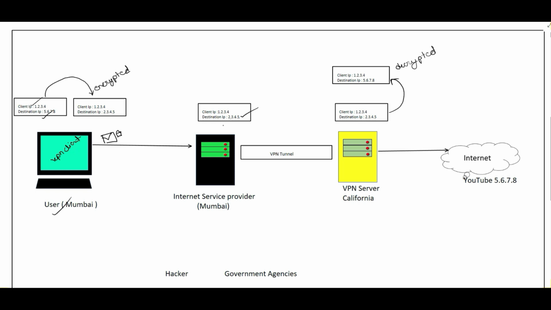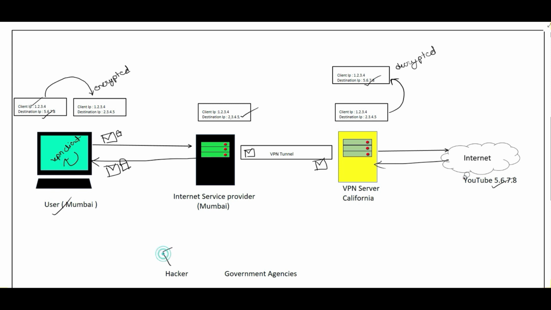The ISP thinks, okay, the user is requesting another website, so it will pass the information in a VPN tunnel to the VPN server. From this tunnel, the message will be received by the VPN server, and that message will be decrypted. Then the VPN server will find out the original destination IP address, that is 5.6.7.8, which is youtube.com, request it from the YouTube server, and get the content. Again it will encrypt the data and send it back to the client in encrypted form. And in the client, the message will be decrypted by the VPN client.